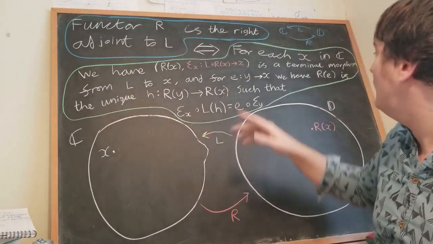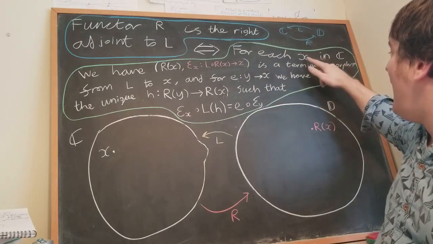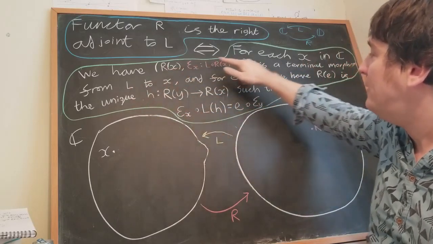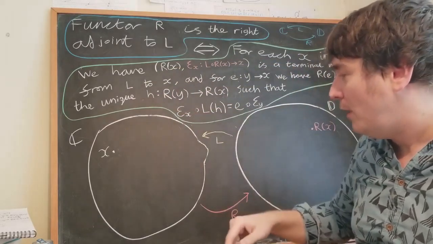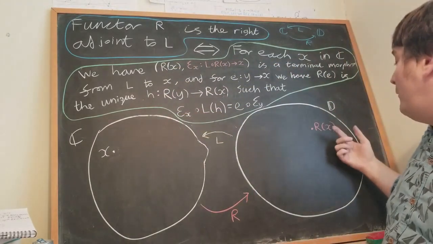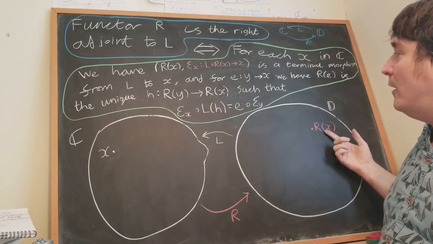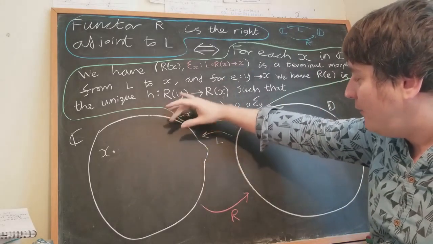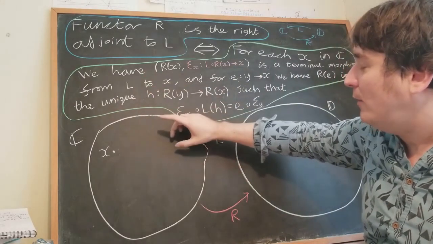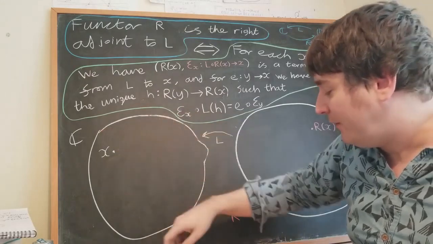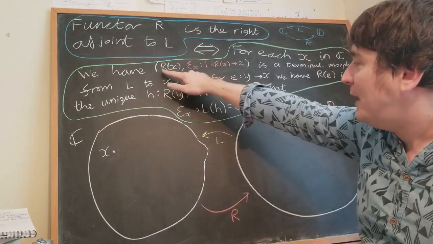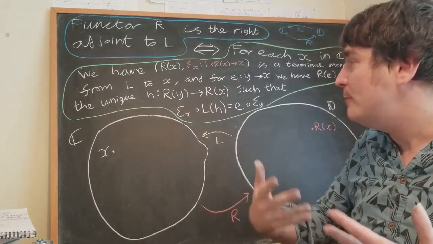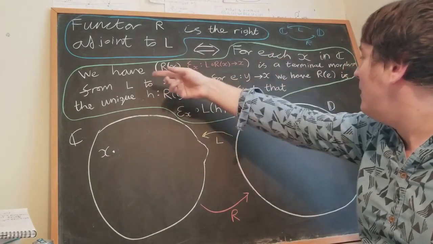What does it say? Well, it says that for every object X in the category C, we have a terminal morphism from L to X, and it looks like this. So recall that a terminal morphism consists of an object in the source category together with an arrow from where the object gets sent to under our functor in question, L, to this object X. So I'm calling this object R of X. Now, that's actually the image of X under this functor R, but let's not worry about that for the moment. Let's just try and recall what the definition of a terminal morphism is.